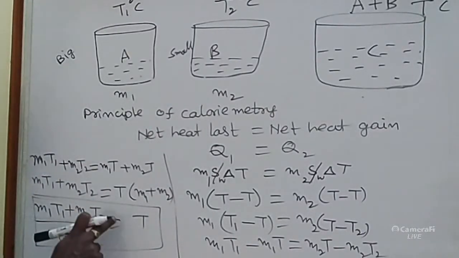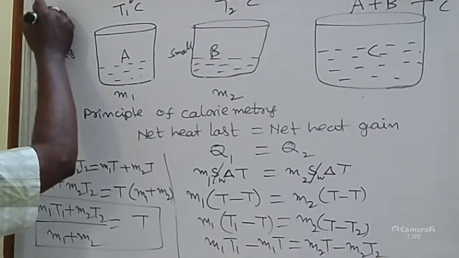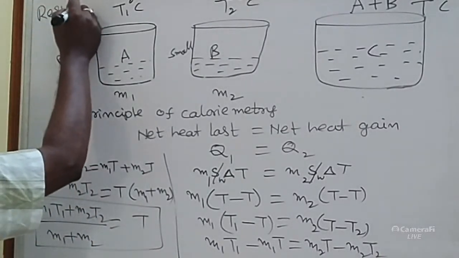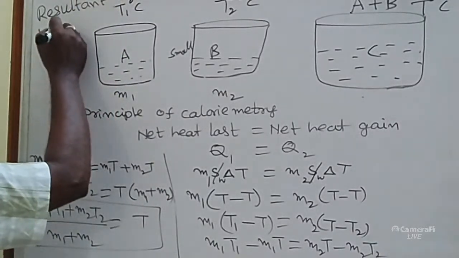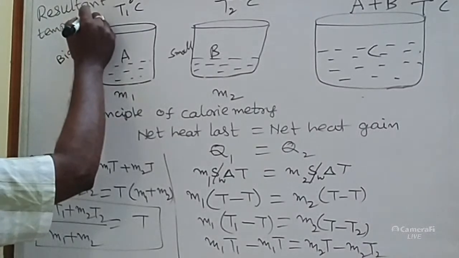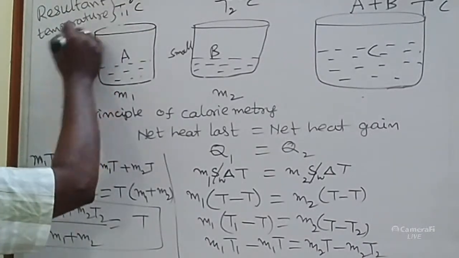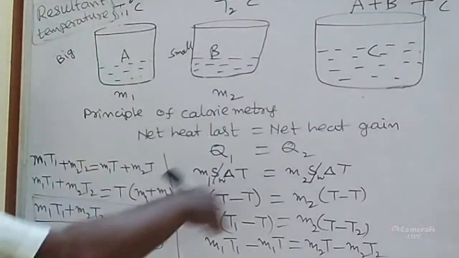So what is this one? Resultant temperature. So which question did we learn now? Resultant temperature. How can you measure the resultant temperature? Means you can write this one as a proof.